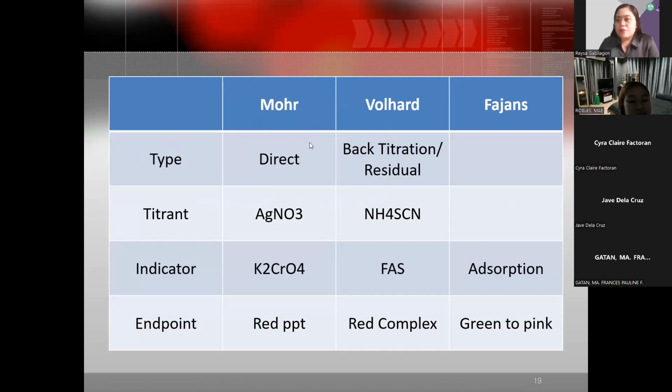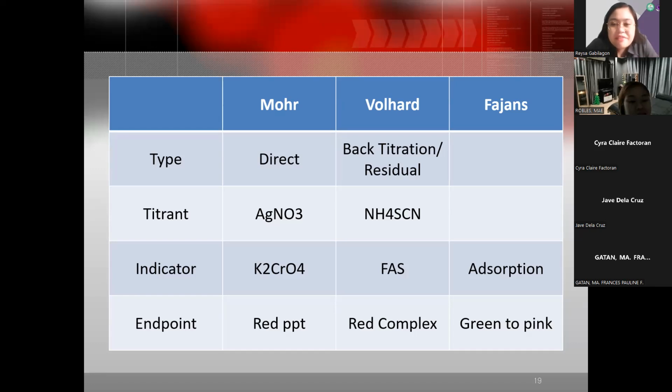The Mohr uses the direct titration, so you only have 1 analyte or sample and 1 titrant, which is silver nitrate. And for the indicator, it uses the potassium chromate. Okay? And then for the Volhard, ito yung counterpart niya na residual titration using both actually silver nitrate and the ammonium thiocyanate. And for the indicator, that's the ferric alum. Both Mohr and Volhard methods have red precipitate or red complex as the endpoint.